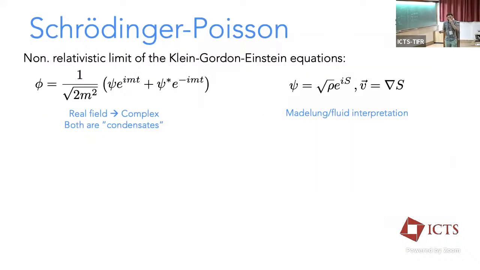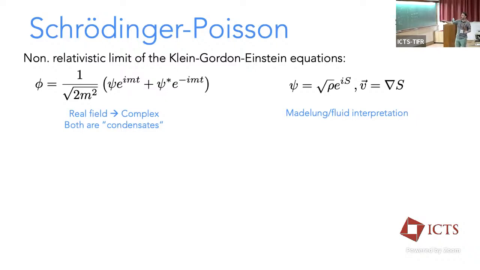Inside galaxies and at late times, everything is non-relativistic. So rather than working with the Klein-Gordon equation that's written on the board, we're going to take the non-relativistic limit of the Klein-Gordon equation. We take the non-relativistic limit in this way, which is a WKB approximation. I write my real field phi as being equal to some complex amplitude field psi times e to the imt plus its complex conjugate. Then I plug this approximation into the Klein-Gordon equation.